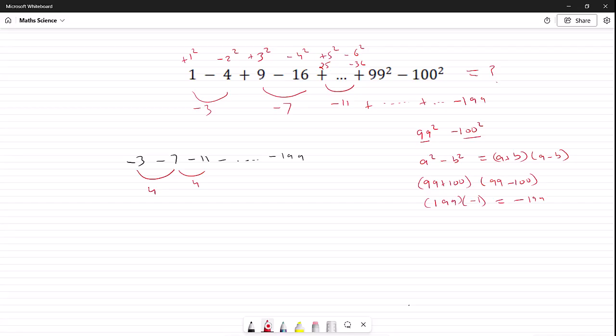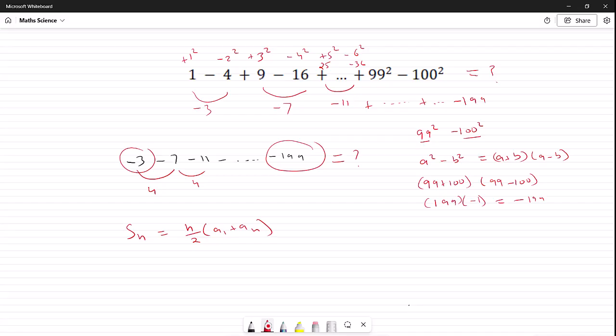So we have a series here where the first number is minus 3, the last number is minus 199, and the difference is 4. To find the sum of this series, we can just use this formula. Sum of series is n divided by 2 times a1 plus an, where n is the number of items in the series, a1 is the first number, which is minus 3, an is the last number, which is minus 199, and n is the number of items.